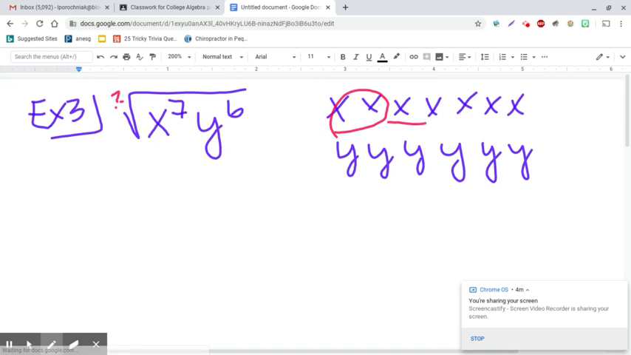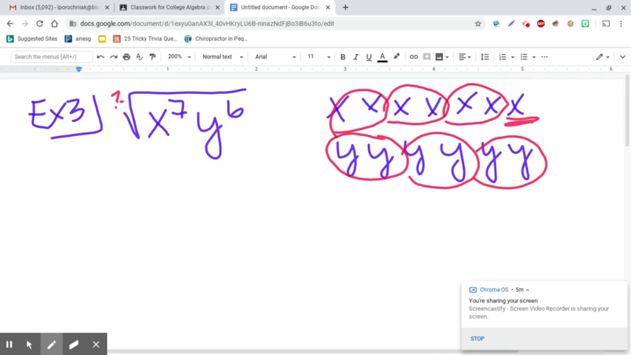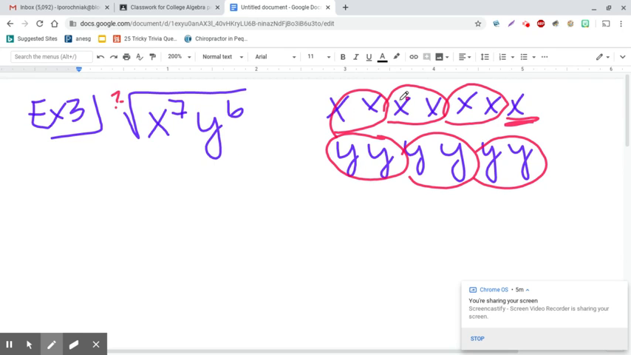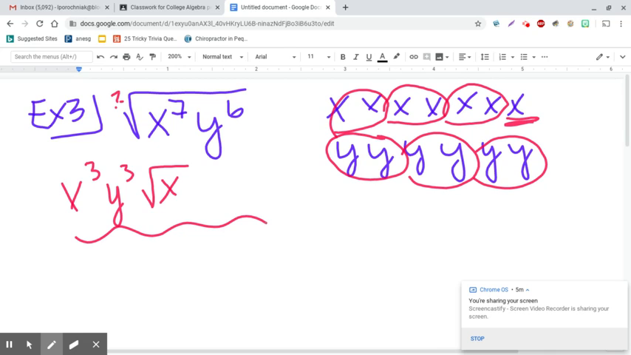Group, group, group, leftover. Group, group, group, no leftover. How many did we circle? 1, 2, 3. X to the third comes out. How many do we circle down here? 1, 2, 3. Y to the third. Whatever we did not circle stays. What is left? This is the only thing we did not circle. X stays inside.